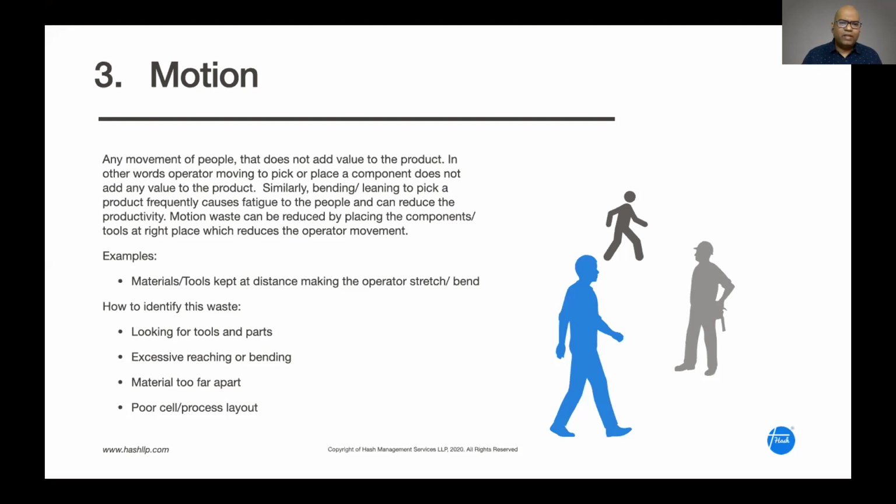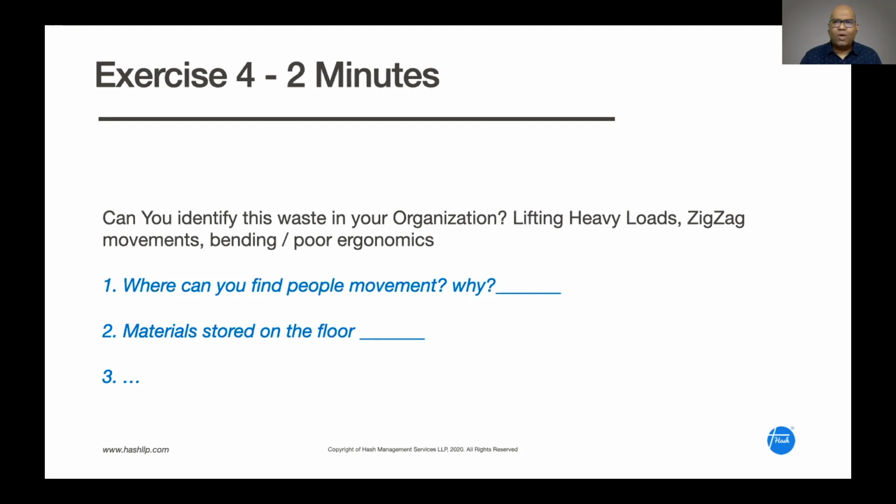So can you identify this motion waste in your company? People movement. What are the areas where people are moving here and there, or they are carrying heavy loads? Zigzag movement of people also, bending, poor ergonomics. In your office, in your operation, can you identify what are the motion wastes in your company? Take 1 minute and you can complete this exercise. Typically loading, unloading will be there, if you see. Type done if you're through. What are the instances where you can find this motion waste?